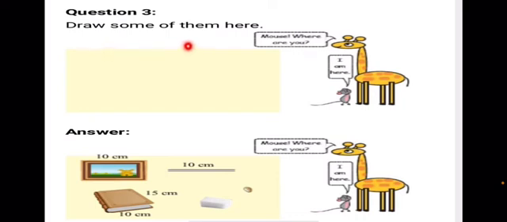Now draw some of them over here. So over here, you need to draw some of the pictures, like a picture frame. This is 10 centimeter. A scale, a 10 centimeter, a book, 10 centimeter, an eraser, and a stone.